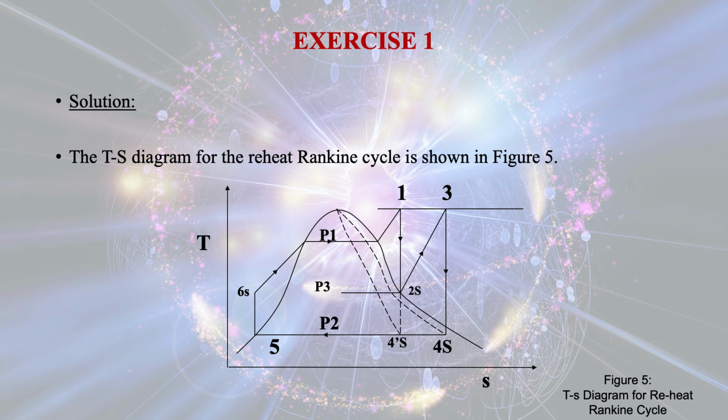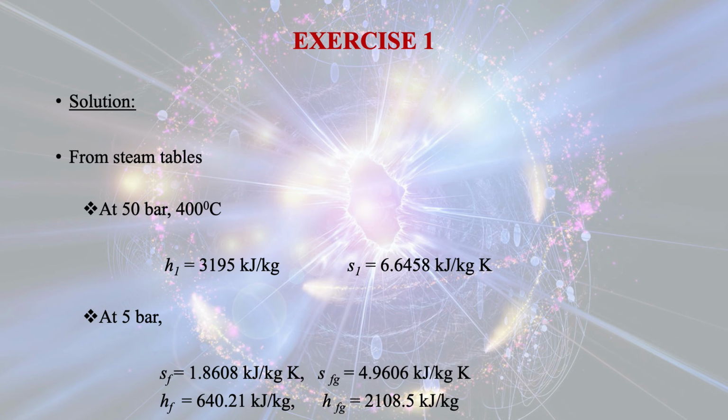From the steam table at pressure 50 bar and 400 degrees centigrade, we can get the information for enthalpy as well as entropy. H1 is given as 3195 kilojoule per kg, and the entropy S1 we can also get from the steam table, that is 6.6458 kilojoule per kg.